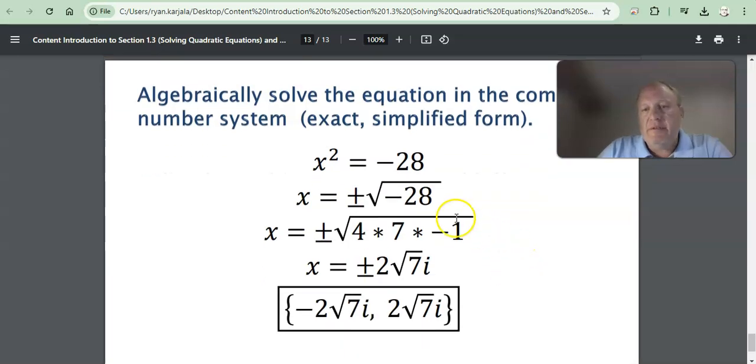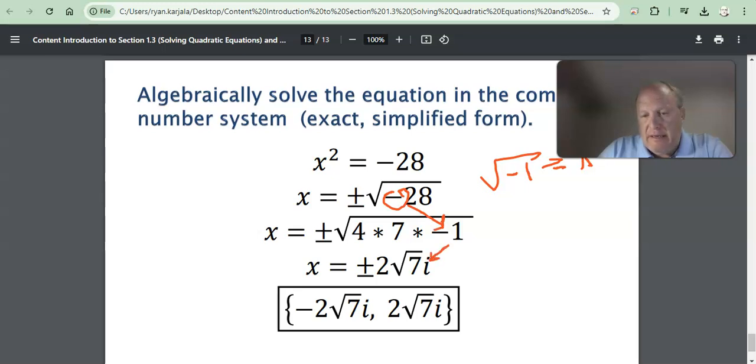Now, complex numbers. If your radical is negative, the big thing to remember is that the square root of -1 is equal to i. That's what you've got to remember. Square root of -1 is equal to i. So what you do is you take the negative and you make it -1, and that becomes your i on the outside.